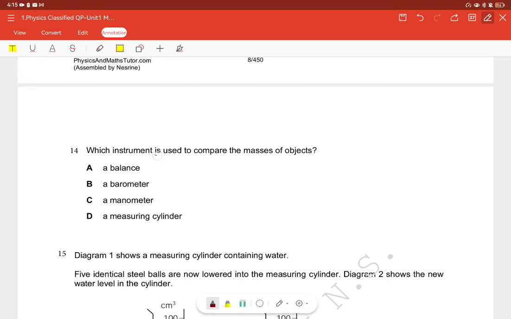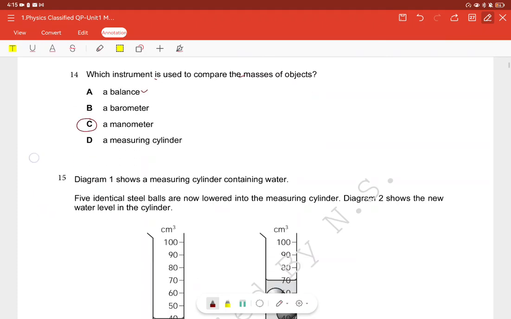Which instrument is used to compare the masses of two objects? A balance is used to measure masses, but to compare we use a manometer.